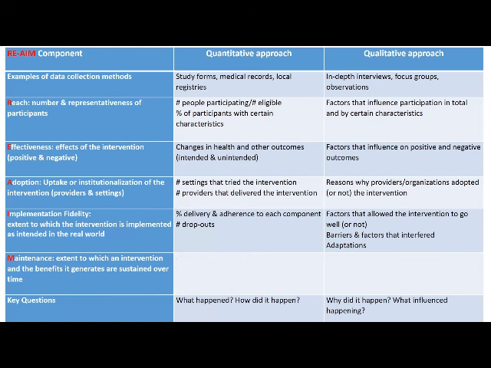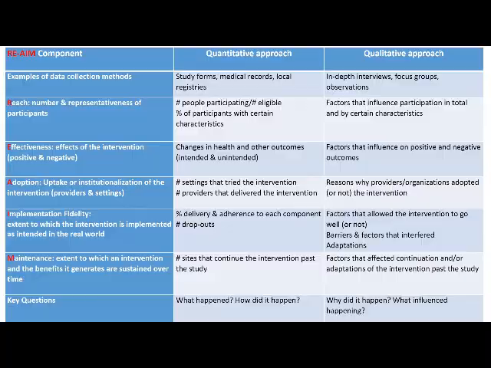In terms of maintenance, we can calculate the number of sites that continue the intervention past the study and the factors that affected continuation and or adaptations of the intervention past the study as well.